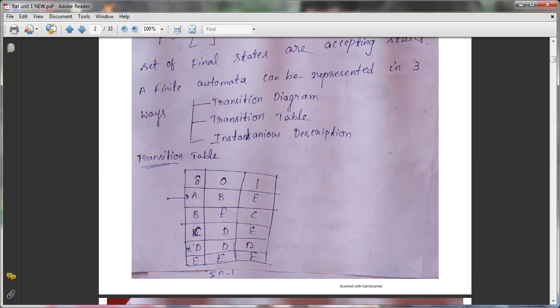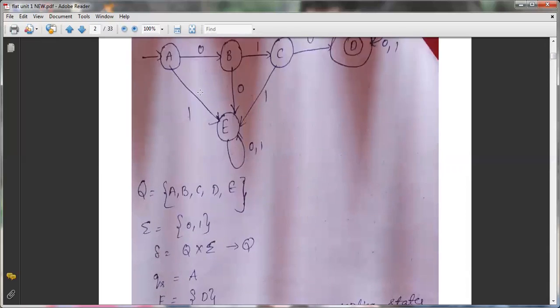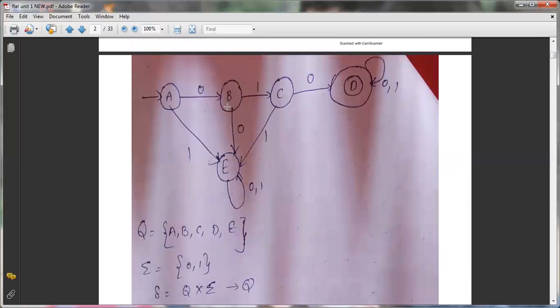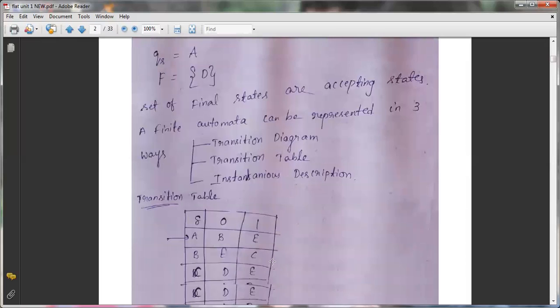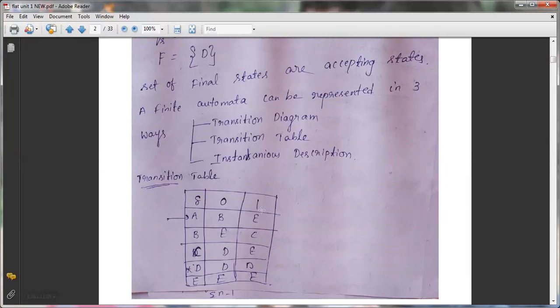What is meant by transition table is where delta is the transition function here. From A, if you give the input, what are you going to get? See in this diagram, from A, if you give the input as 0, what are you going to get? B. So you are going to the B state. That's what we are going to represent as a table here. A on 0 goes to B. A on 1 goes to E. B on 0 goes to E. B on 1 goes to C. So for each state, you give the input from sigma, and then see what you are going to get. C on input 0, you go to D state.